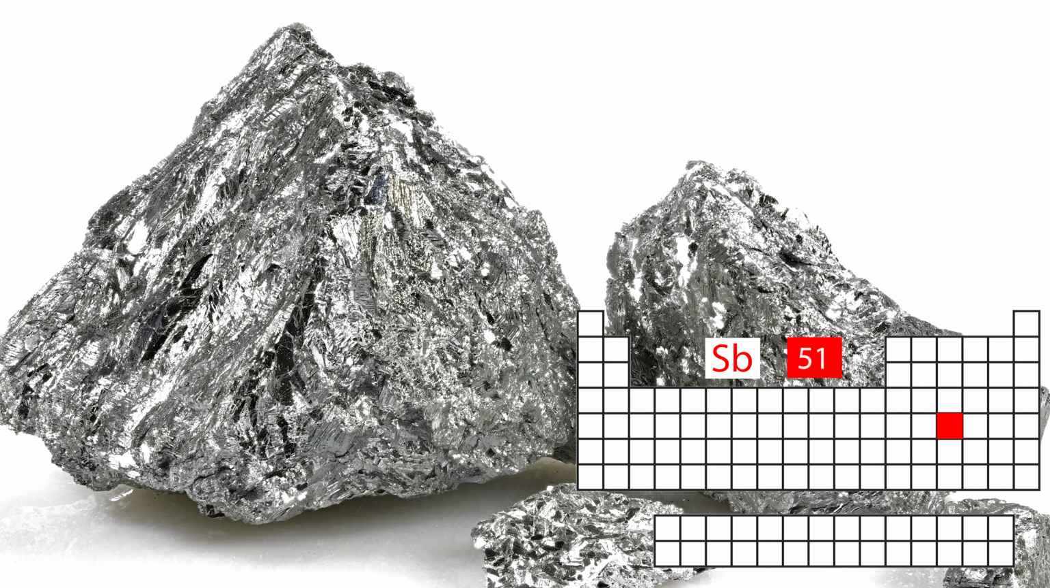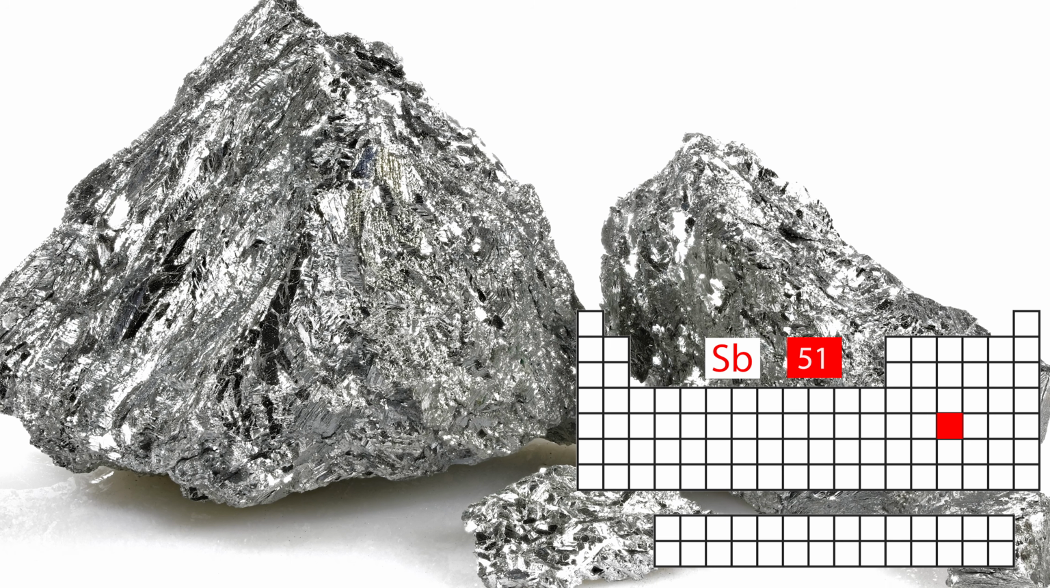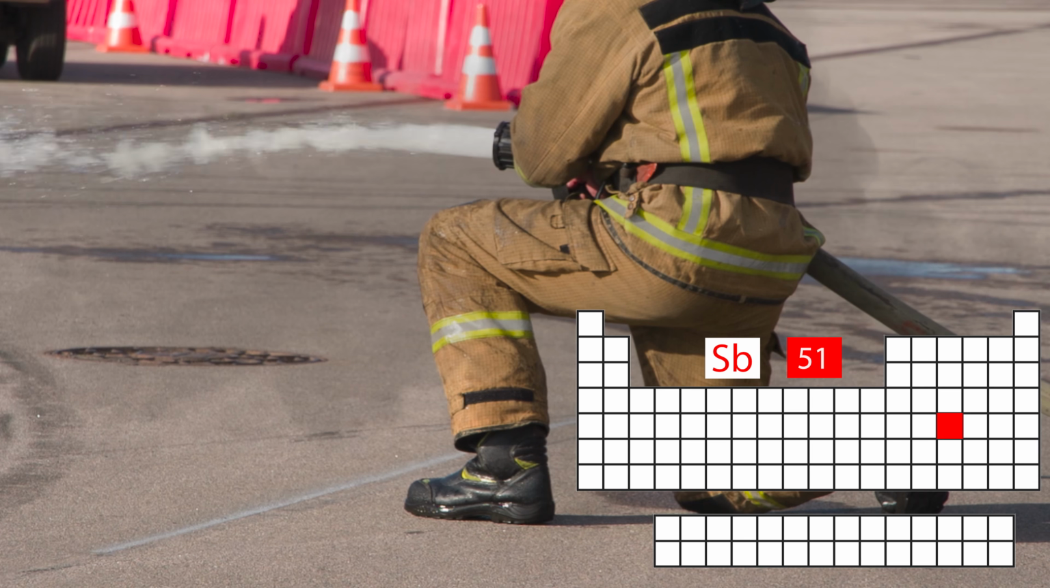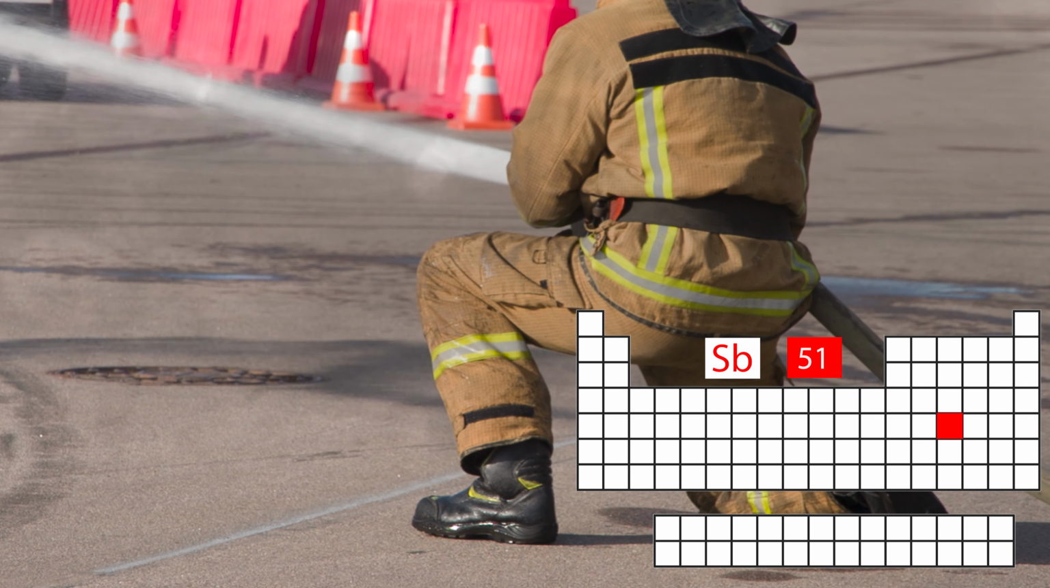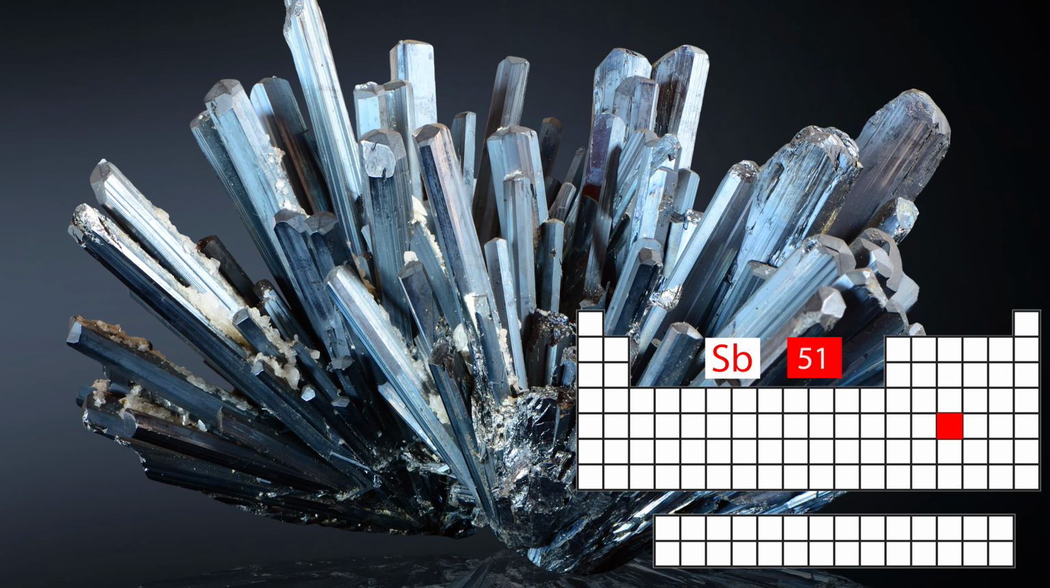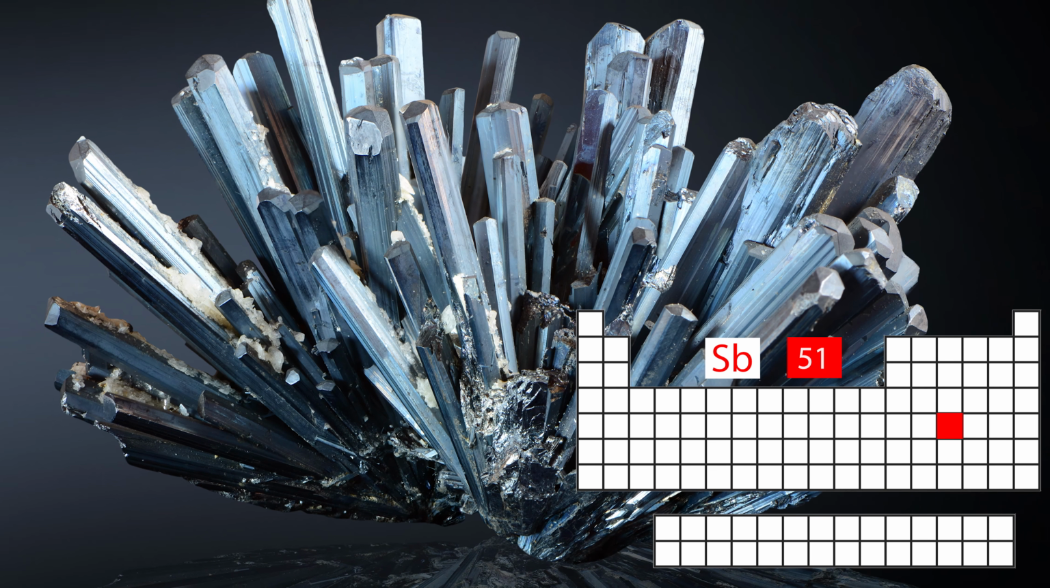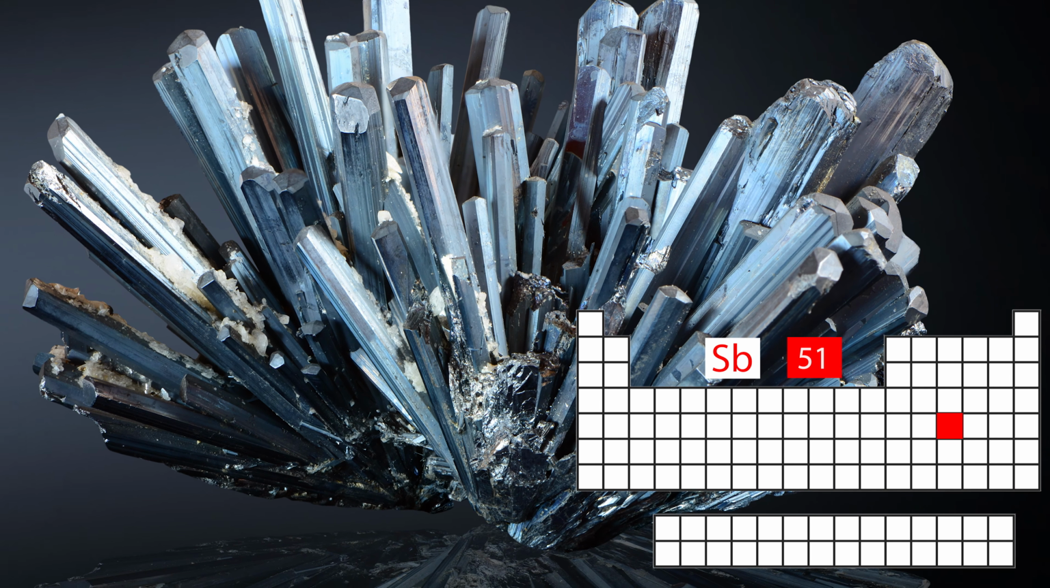Element 51, called antimony. It's used in flame retardants, and also ancient Egyptians used it for eye makeup. Here's a fun fact. Its chemical symbol, Sb, comes from the Latin name stibium, and it was used to treat parasitic infections until modern medicines were developed much later.